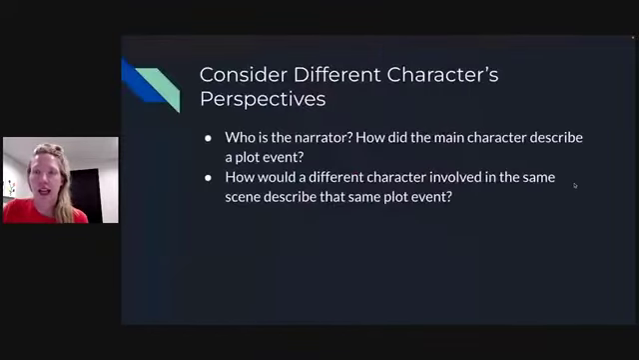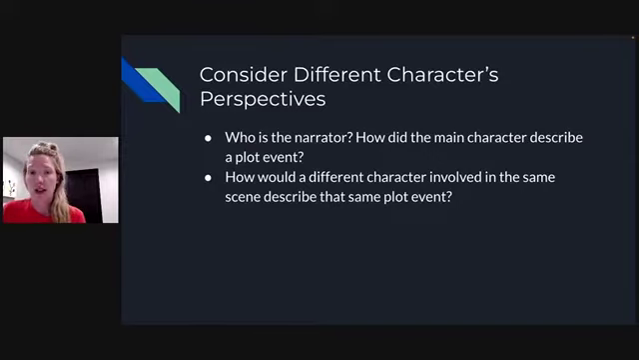The next lesson I have is to consider different characters' perspectives. So, this lesson would focus on looking at the narrator. Usually that's the main character, and looking at how that main character described a plot event. What perspective did that main character bring into describing the plot event and how it takes place? Now, take what the main character described and take a step back and think about another character who was also involved in that scene. If that character were to describe that same plot event, what perspective would that character bring to the plot event?